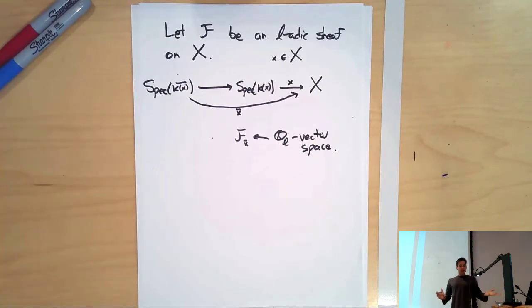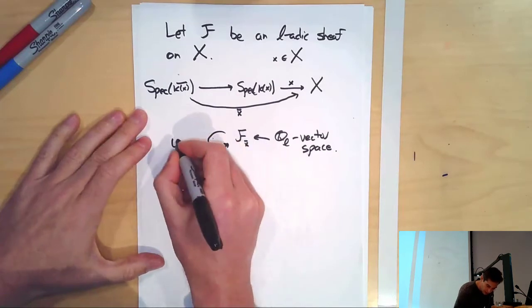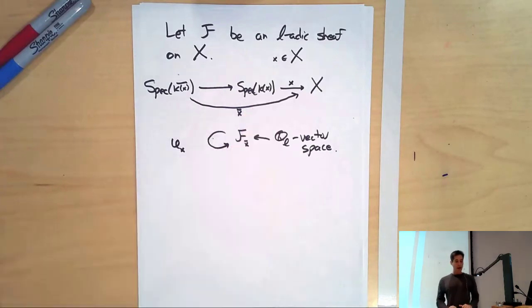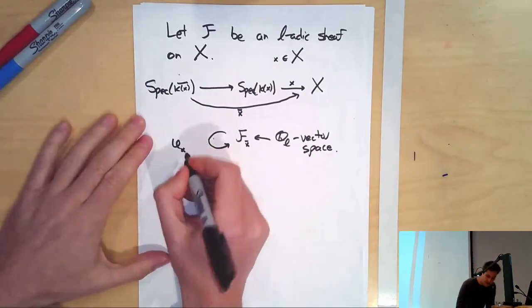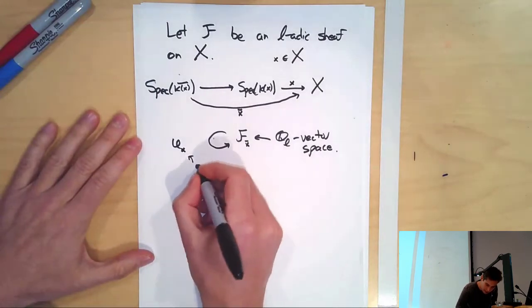At the intermediate stage, we see that we get some information, which is that this Q_l vector space has a canonical automorphism called the Frobenius map. And it's the Frobenius map associated to the finite field kappa_x. So I'm going to denote it by phi_x. So this is some Q_l linear map.